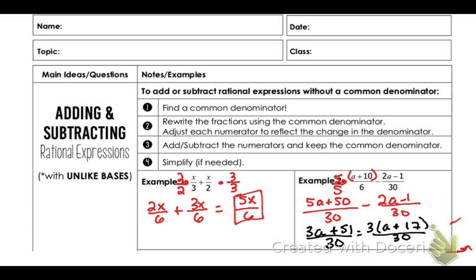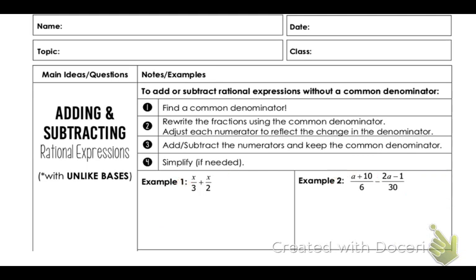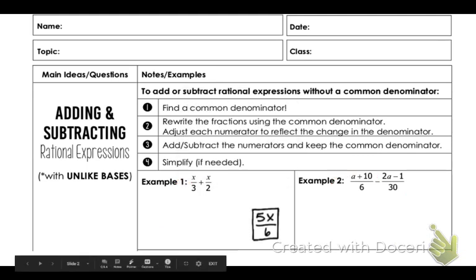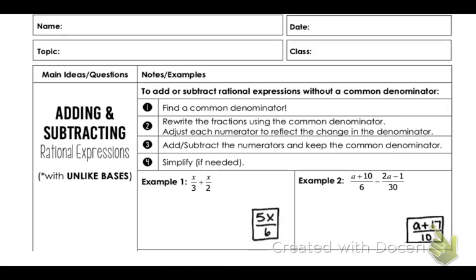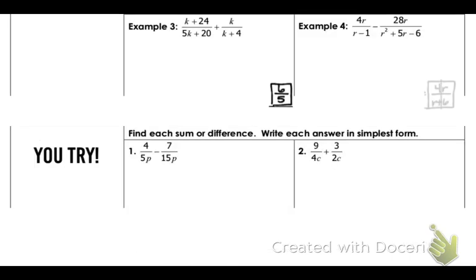This will cancel out to a 1, and the 30 becomes a 10. So my answer here is a plus 17 over 10. And then you're done. Whoops. A plus 17 over 10. Alright, so let's look at these now.